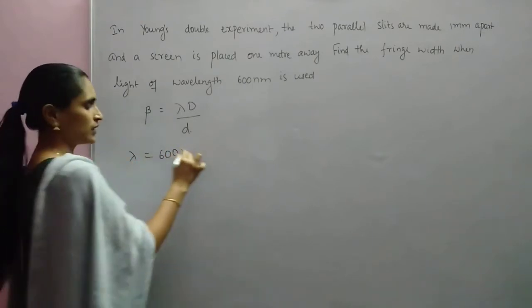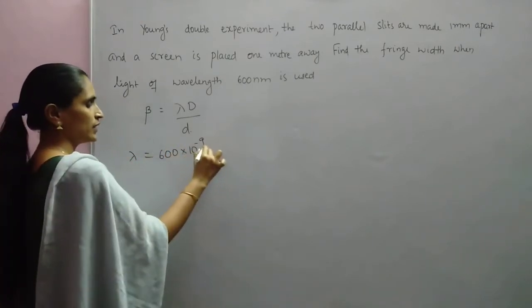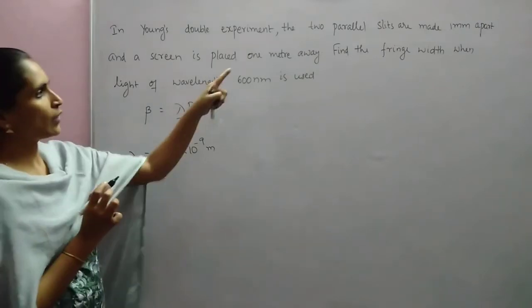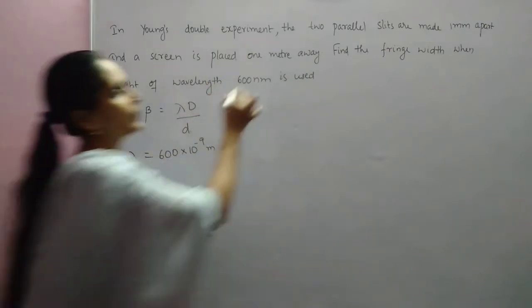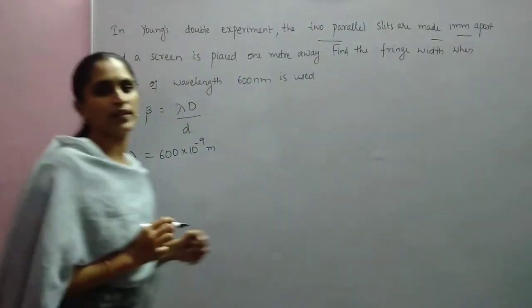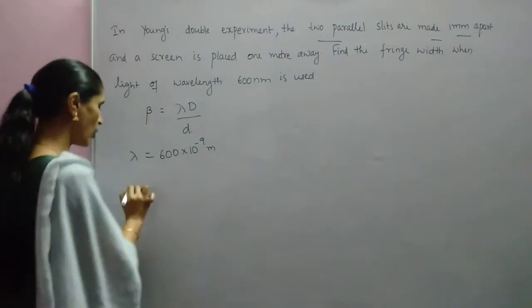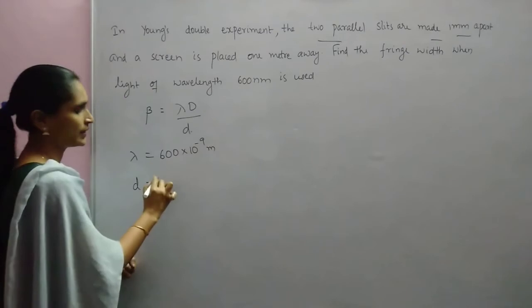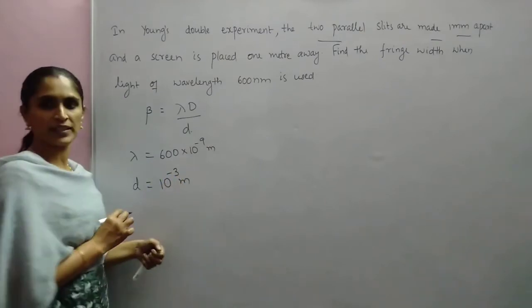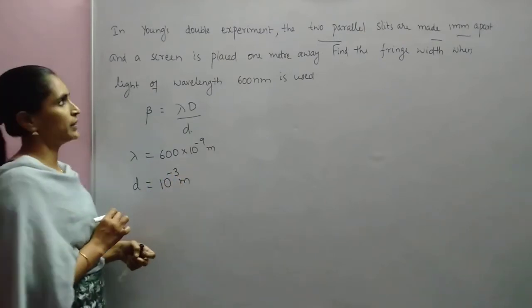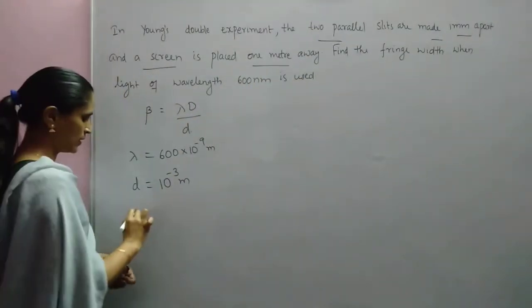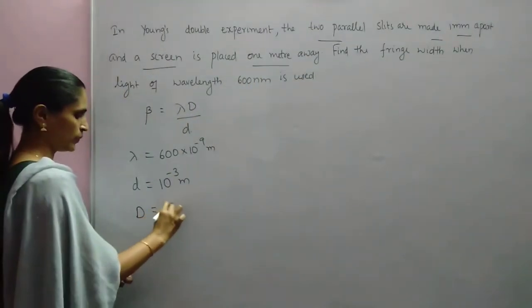Nanometer should be converted into meter. So 600 into 10 raised to minus 9 meter. Okay. Wavelength given. Then what else is given? Two parallel slits are separated 1 millimeter apart. So what is that? It is small d, the distance between two slits. That is given 1 millimeter, which is equal to 10 raised to minus 3 meter. And the distance to the screen is 1 meter. So capital D is 1 meter.